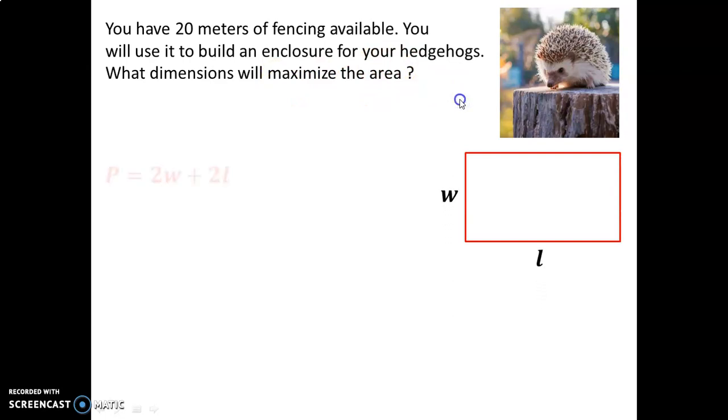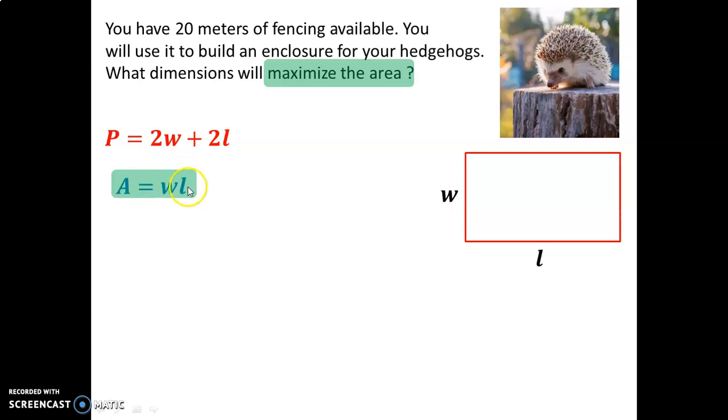There's the enclosure width and length. This time the perimeter is the full distance around a full rectangle, 2 W's plus 2 L's. Okay, but we're trying to maximize area. So area is this, and we're trying to maximize this one. Therefore, this model has to be written in terms of only one variable on this side here.